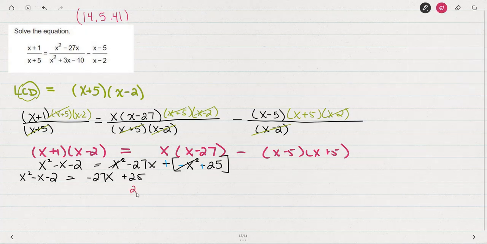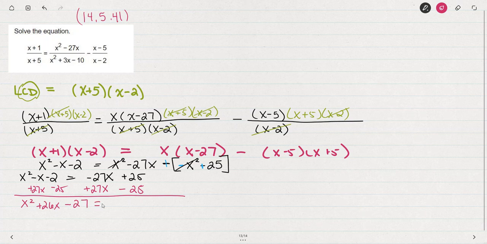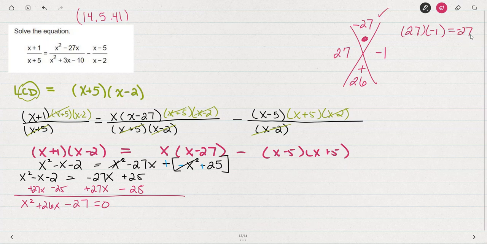Subtract 25 from both sides. Subtract negative 27x from both sides, or in other words, add 27x. So we have x squared plus 26x minus 27 equals 0. Next, I'm going to factor that. So to factor it, I'm looking for two numbers that multiply to negative 27 and add to positive 26. Those numbers are 27 times negative 1. 27 times negative 1 is negative 27, and 27 plus negative 1 is positive 26.